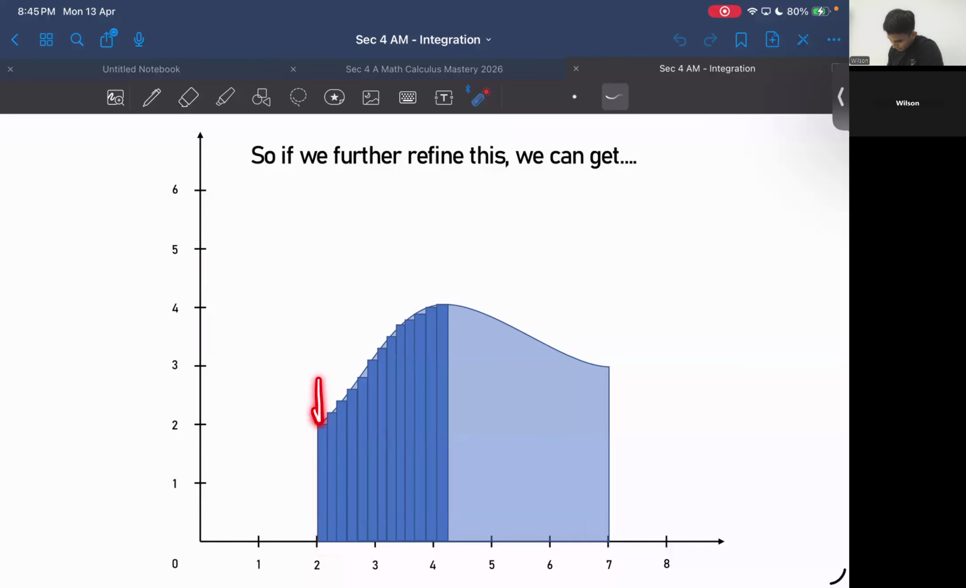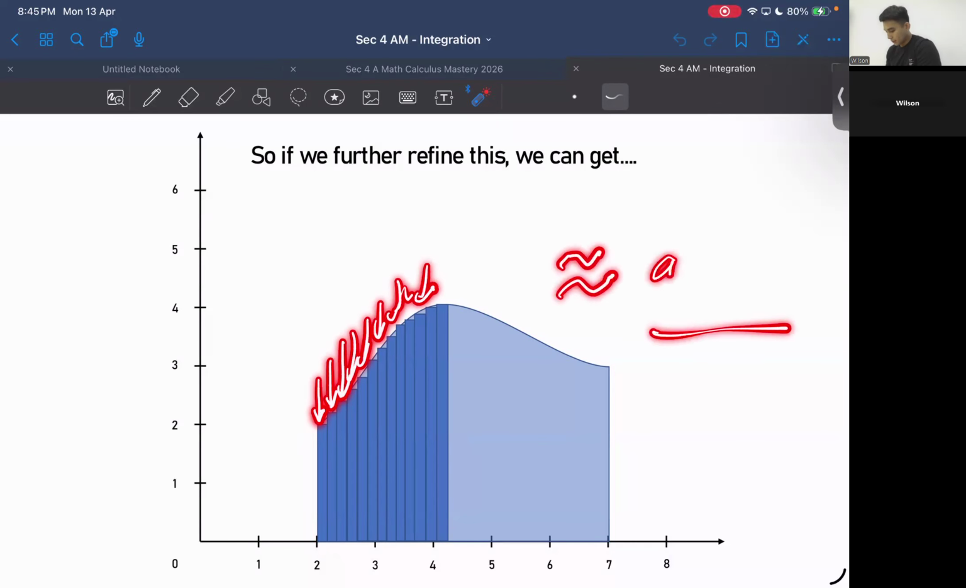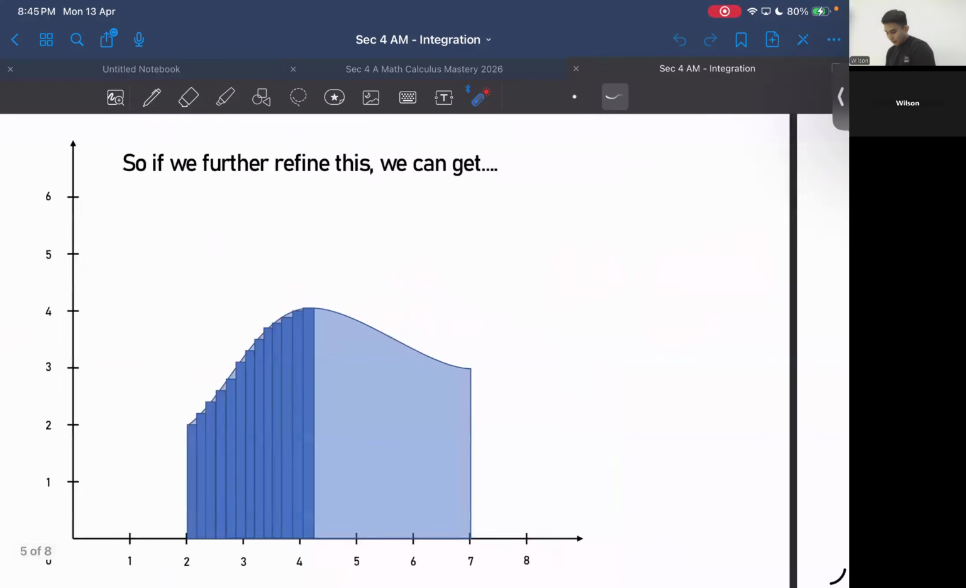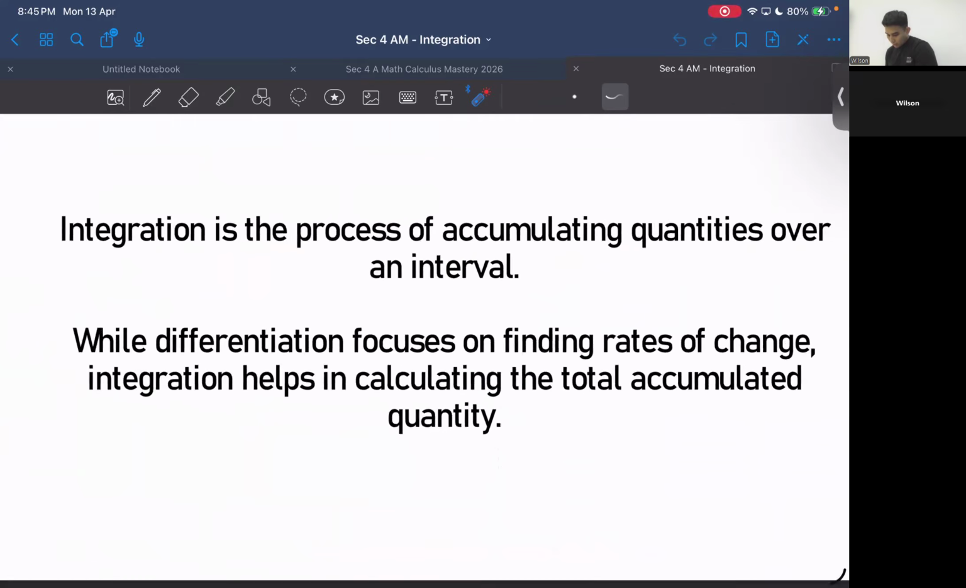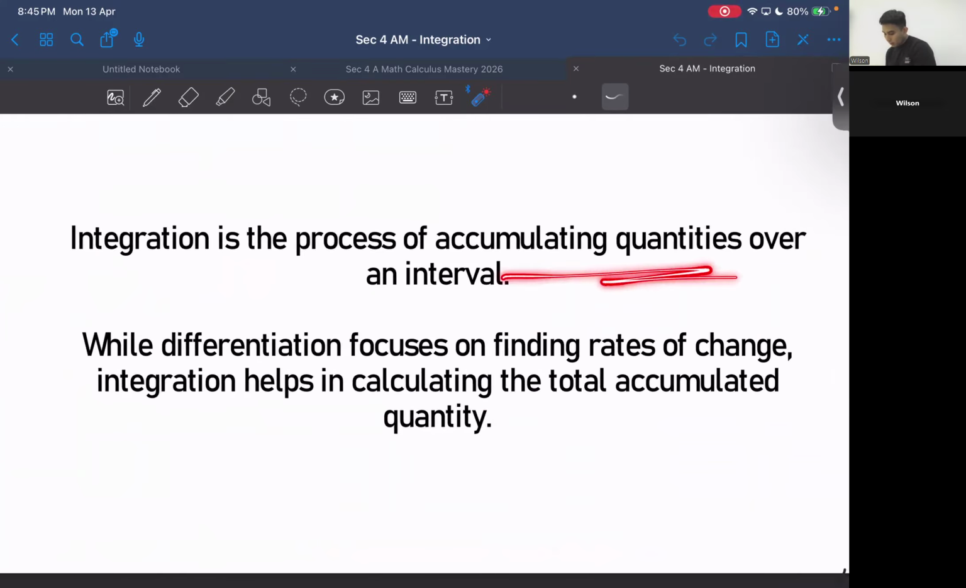I can find out what this area is, and then I add this, this, right? I will get an answer that is very close to the actual answer over here. Okay, now this is the idea of integration. Integration is the process of accumulating quantities over an interval.